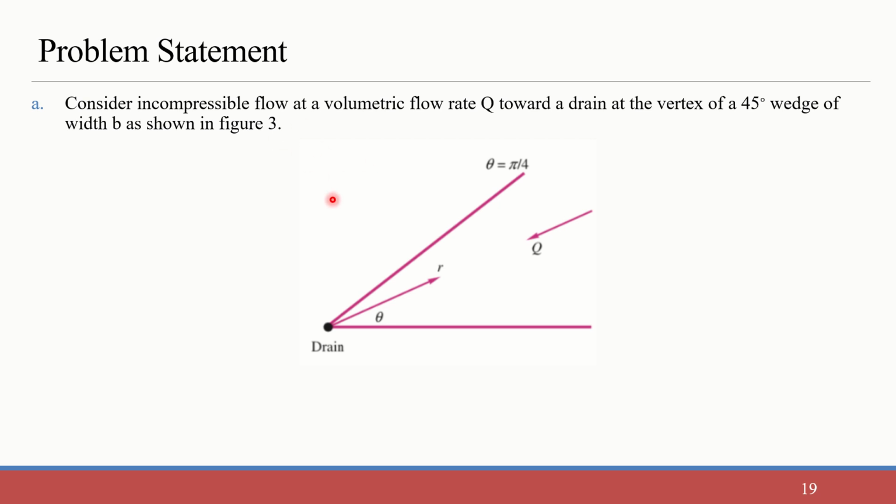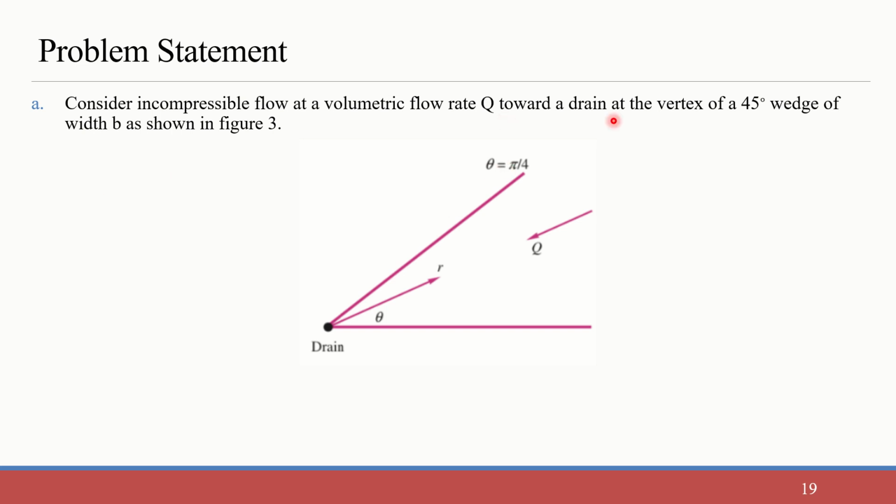So this is figure 3, and consider incompressible flow at a volumetric flow rate Q directed towards a drain. So the drain is here, and we have a flow whose volumetric flow rate is Q. It is directed towards a drain and it makes an angle theta of 45 degrees, that is pi by 4.